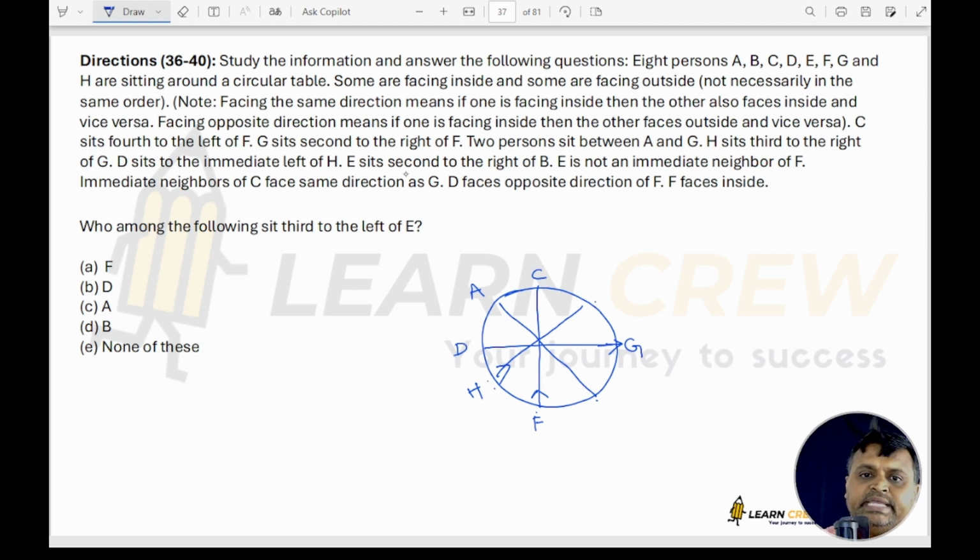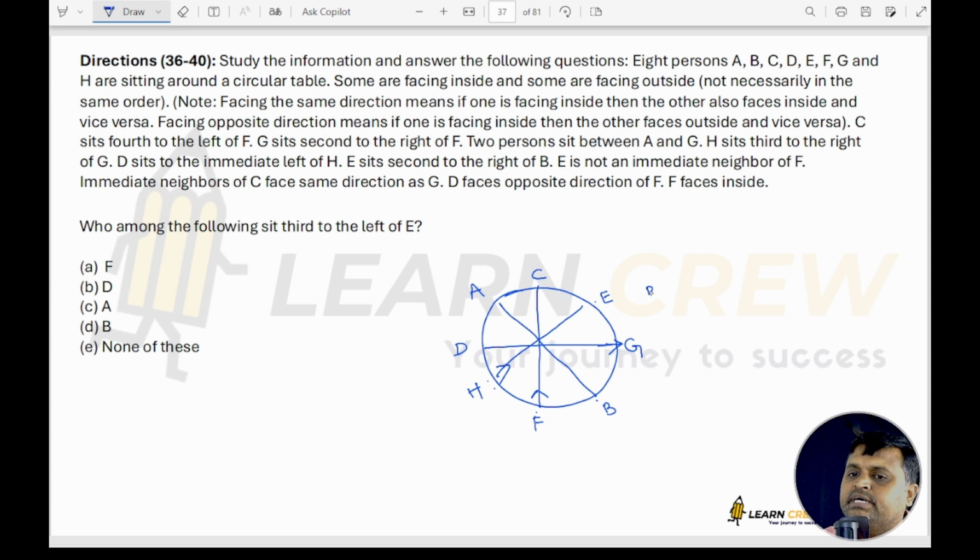Next. E sits second to the right of B. So 2 places are vacant here. E sits second to the right of B means if B is here, E would be here.